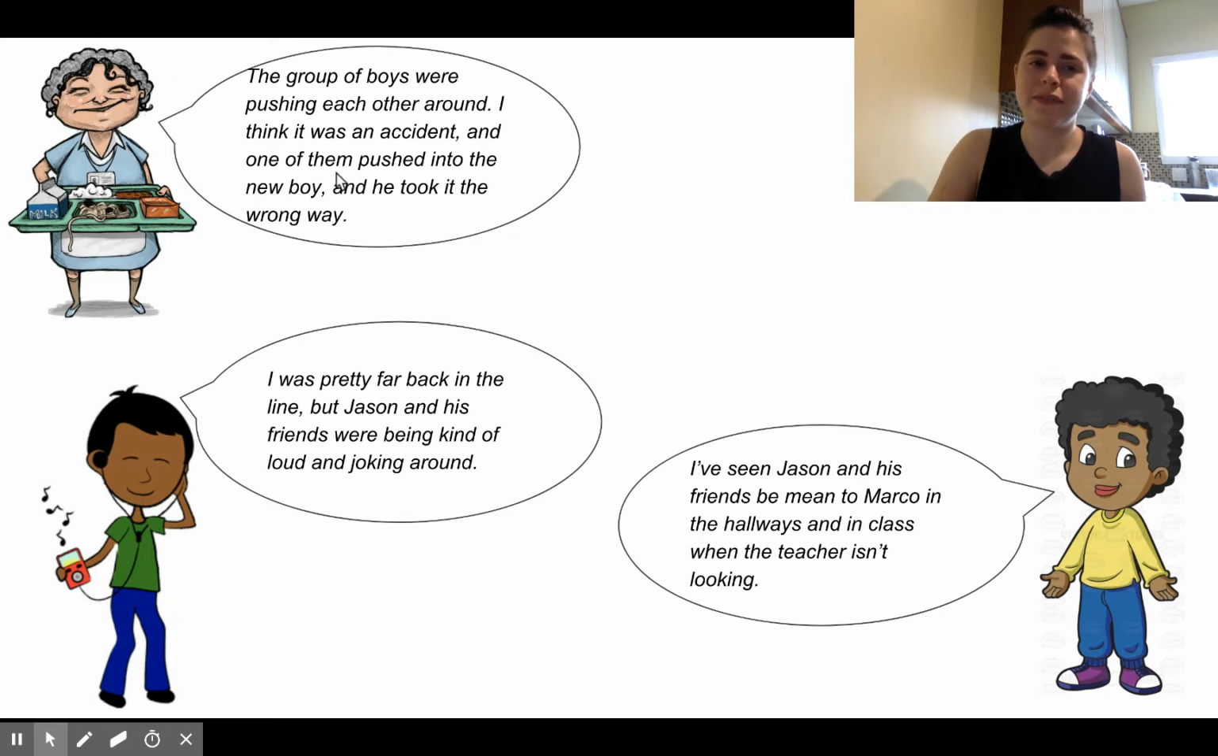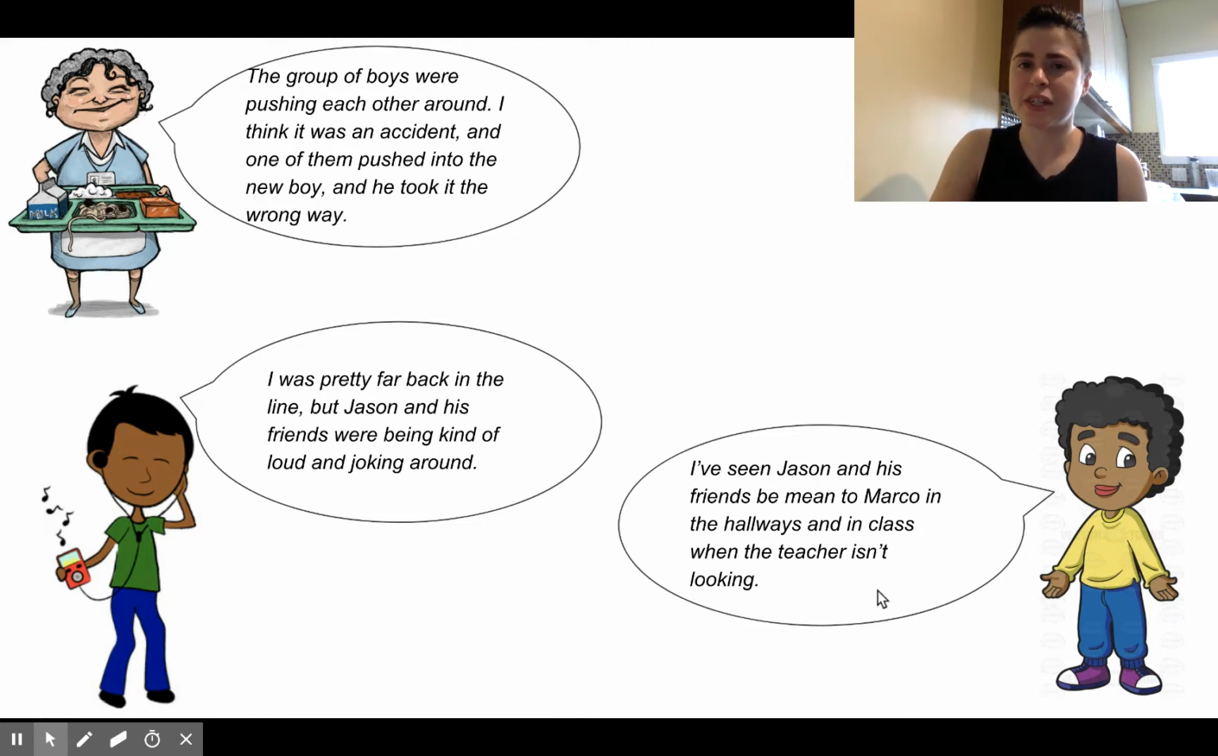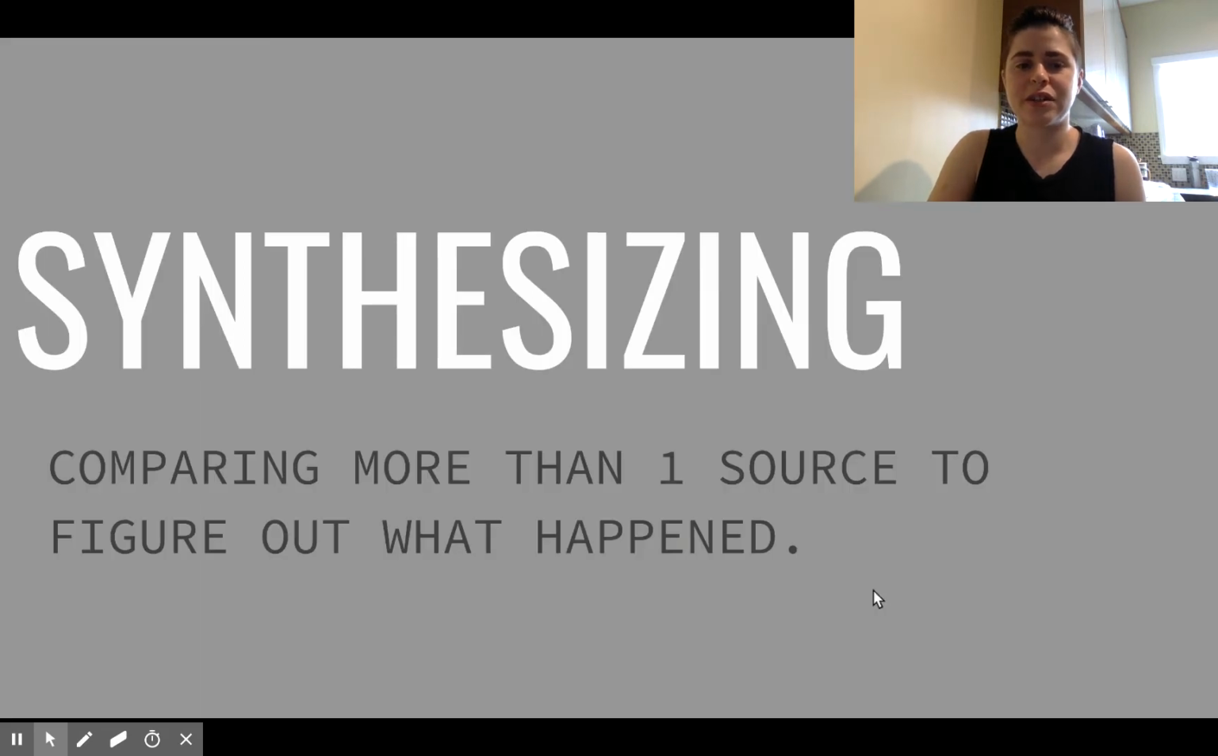So we talked to the cafeteria lady. She thinks one of them pushed into Marco and he took it the wrong way. We talked to a student who was in the line. He says, Jason and his friends are being kind of loud and joking around. And we talked to a student who says that Jason and his friends have been mean to Marco in the hallways and in class when the teacher isn't looking. So we're going to put all those sources together.